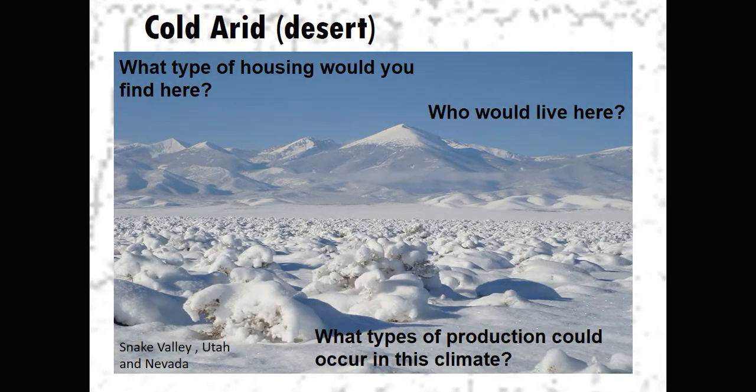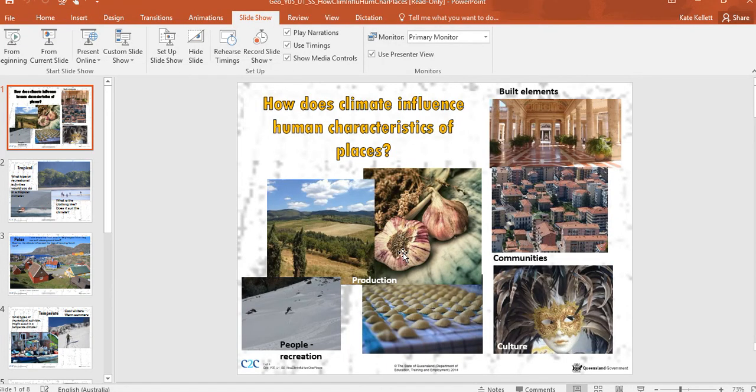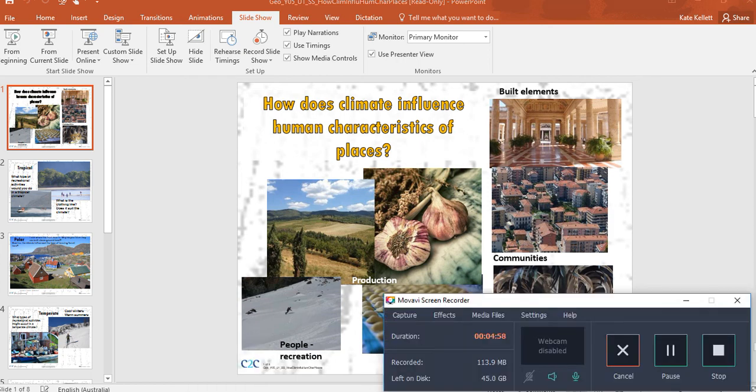A cold arid desert. Remembering we do have cold arid deserts in Australia, but we don't have the snow like this place. So what type of housing would you find here? This is in Snake Valley, Utah and Nevada, in the United States of America. Who are the people who would live here? And what type of production could occur in this climate? So that's something to think about. How does climate influence the human characteristics of places?